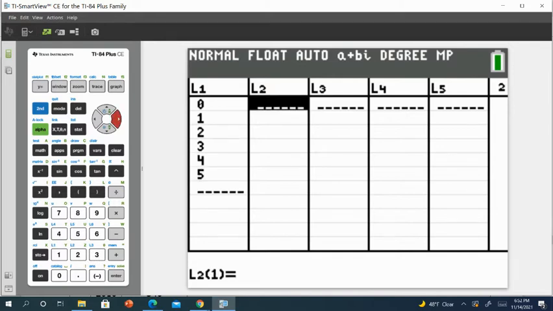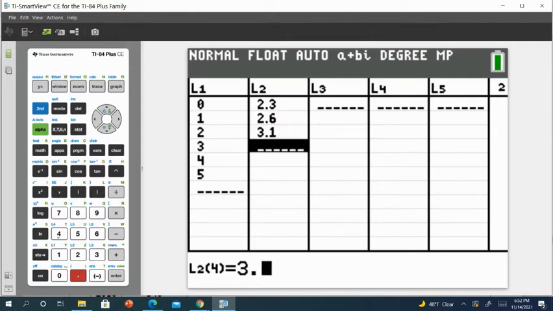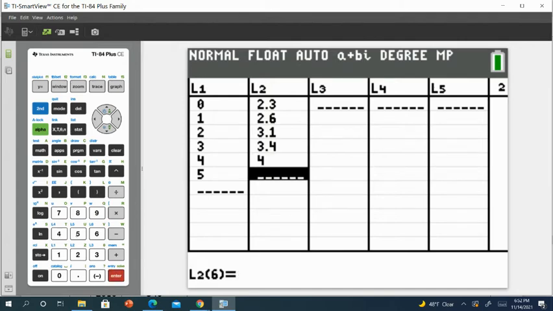For my cost, I've got 2.3 thousand, 2.6, 3.1, 3.4, 4, and 5.6. So again, those y values are in thousands. So 2.3 thousand means 2,300. 2.6 thousand is 2,600, and so on.